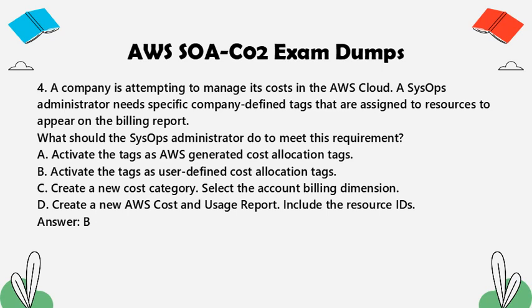A. Activate the tags as AWS-generated cost allocation tags. B. Activate the tags as user-defined cost allocation tags. C. Create a new cost category. Select the account billing dimension. D. Create a new AWS Cost and Usage Report. Include the resource IDs. Answer: B.